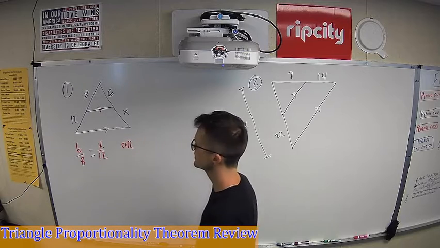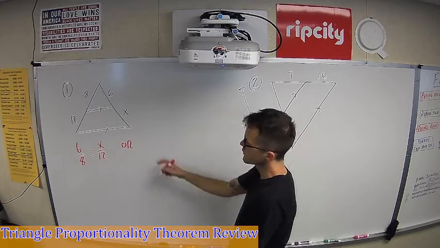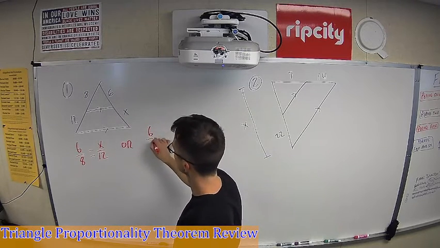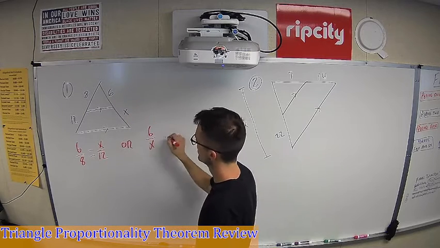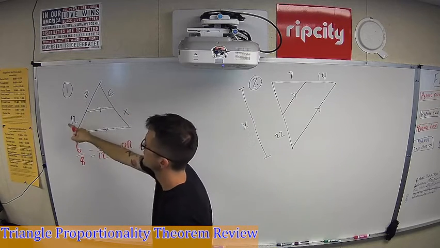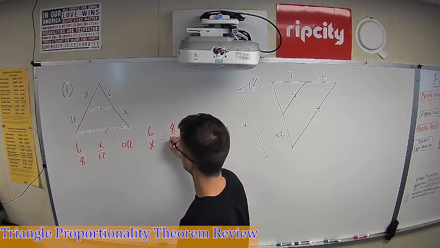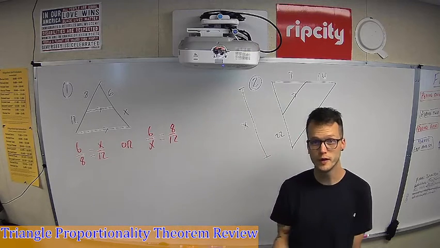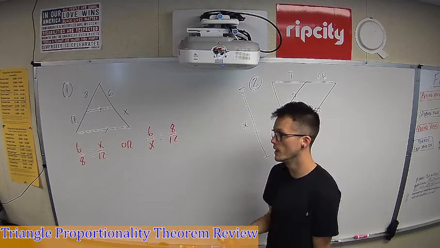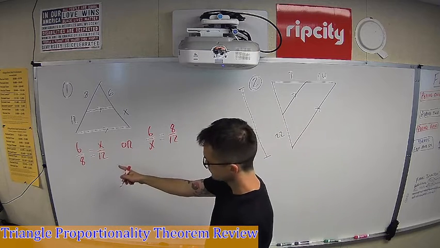We can also set it up a second way if you choose to. We could say 6 over x has the same ratio as 8 over 12. I'm going to walk through both, and I'll demonstrate that they both yield the same result. So we'll start with this one.